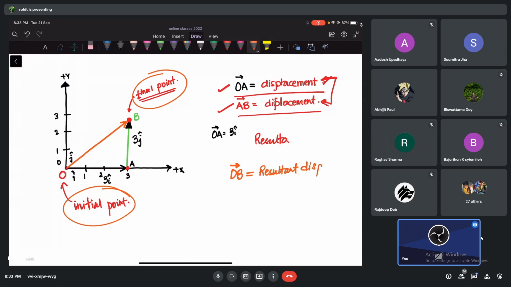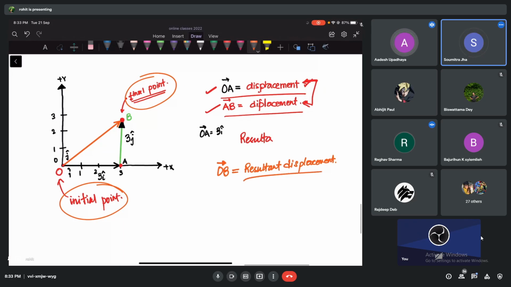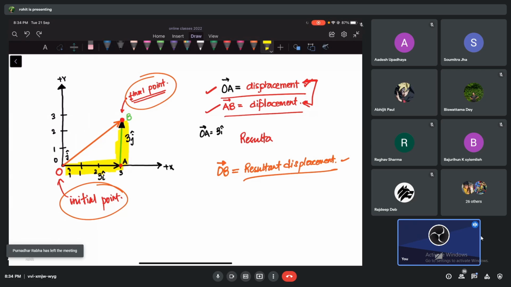You will agree with me that it is a result of two individual displacements, right? Yes, sir. Okay. One displacement is this, and the other displacement is this. So when I add these two, then I get this displacement. I will have to call it resultant displacement. I hope everything till now is clear for all of you, right?